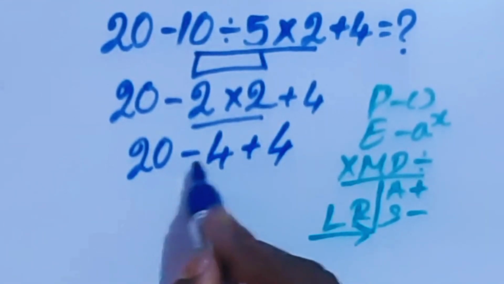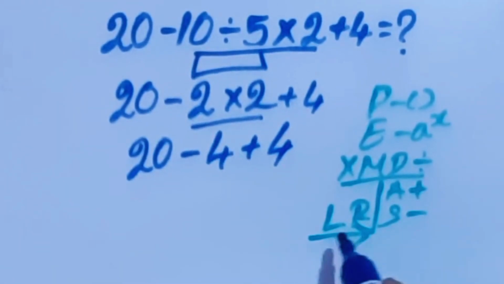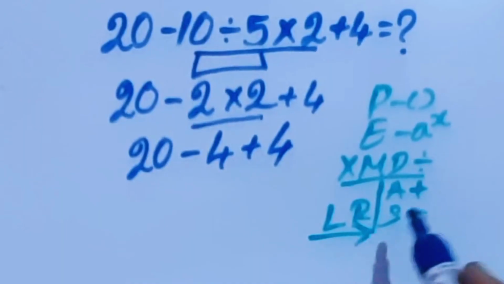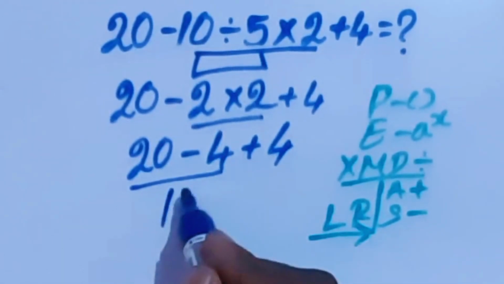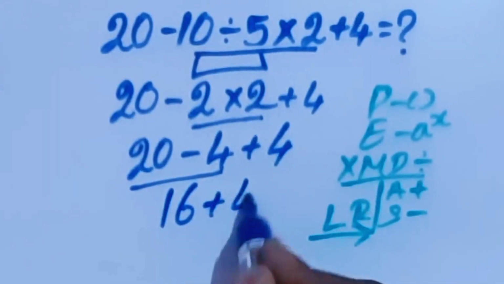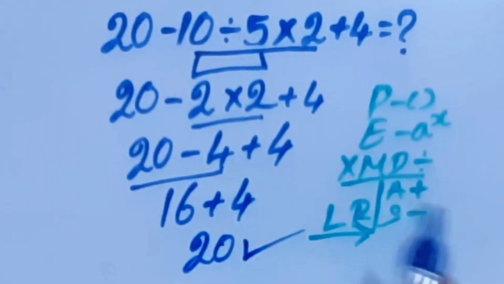Now we have subtraction and addition. Both are equal priority. For equal priority, we are going to use the left to right rule. Left to right is this one. 20 minus 4 is 16, plus 4. Now 16 plus 4 is 20, which is the correct answer.